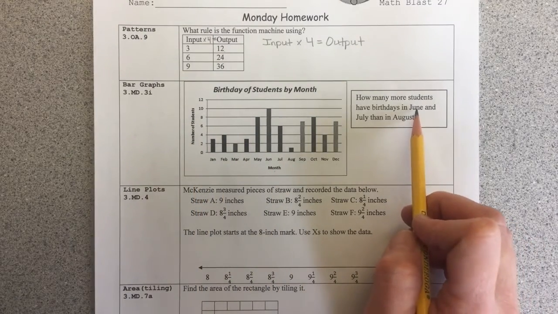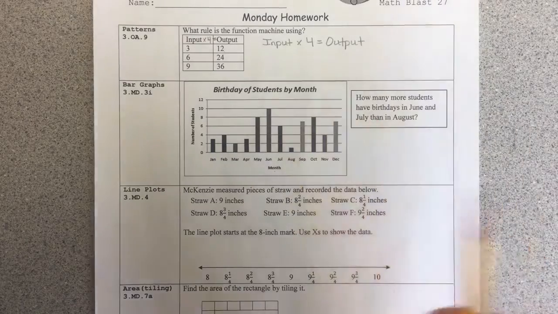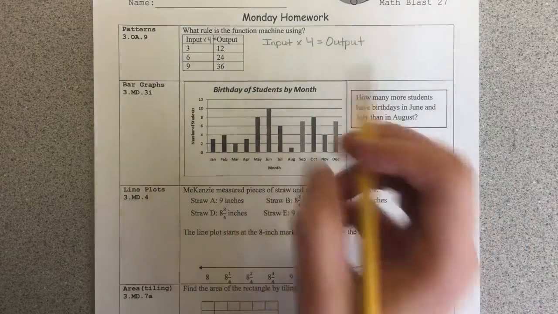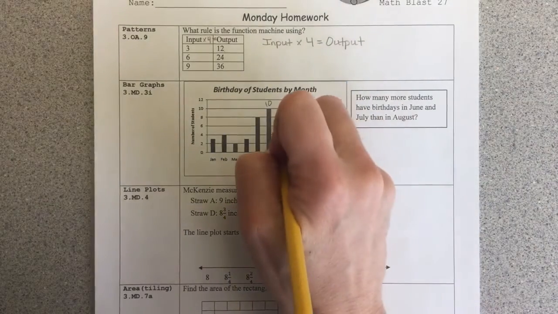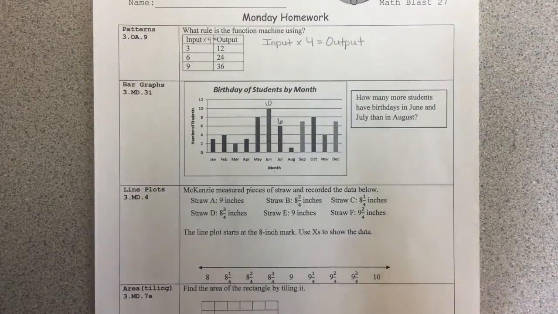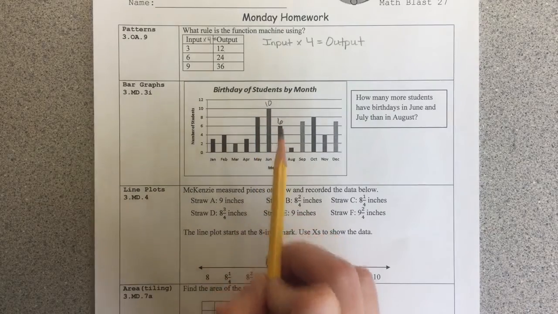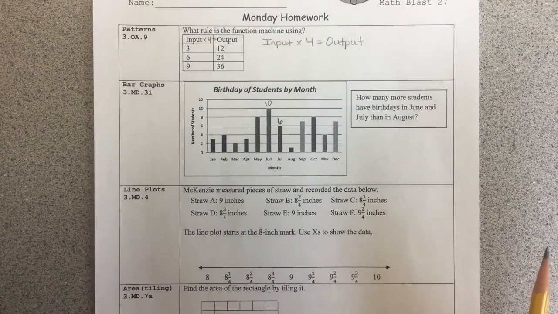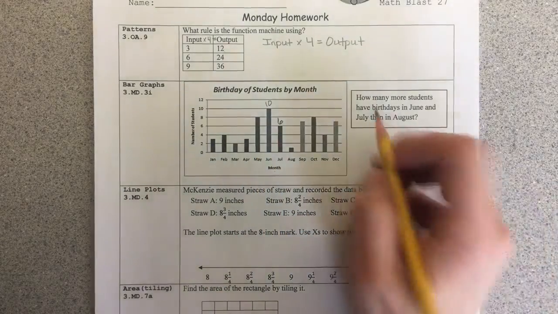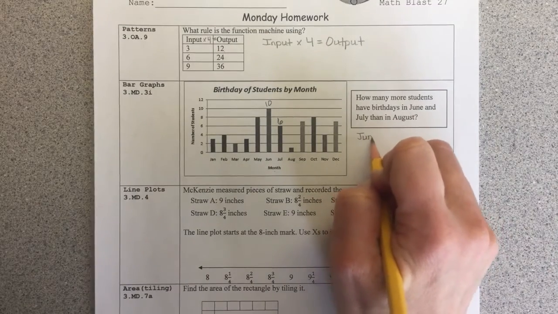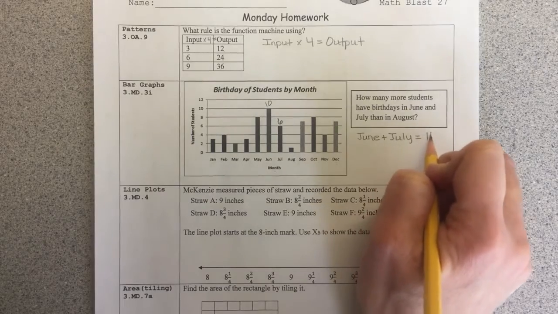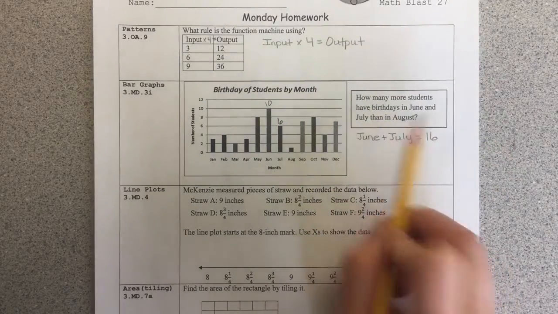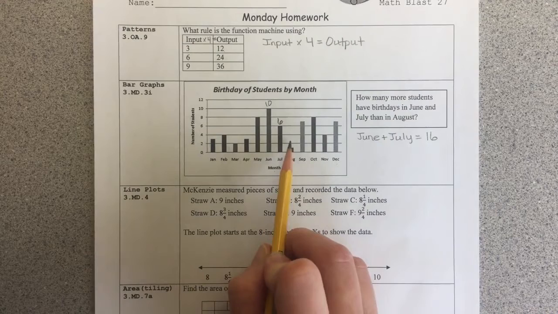I'm looking for students who have birthdays in June and July. In June, there are 10 students with birthdays. In July, there are 6 students with birthdays. So in June and July, there is a total of 16 students with birthdays. I'm going to note that here. June plus July equals 16.